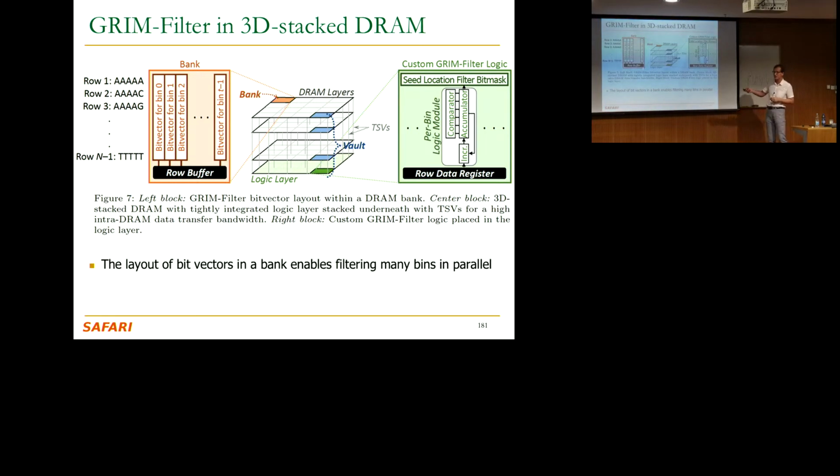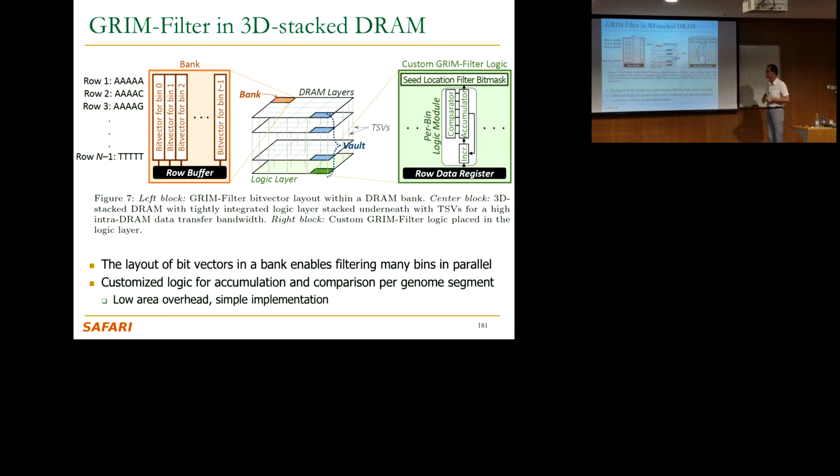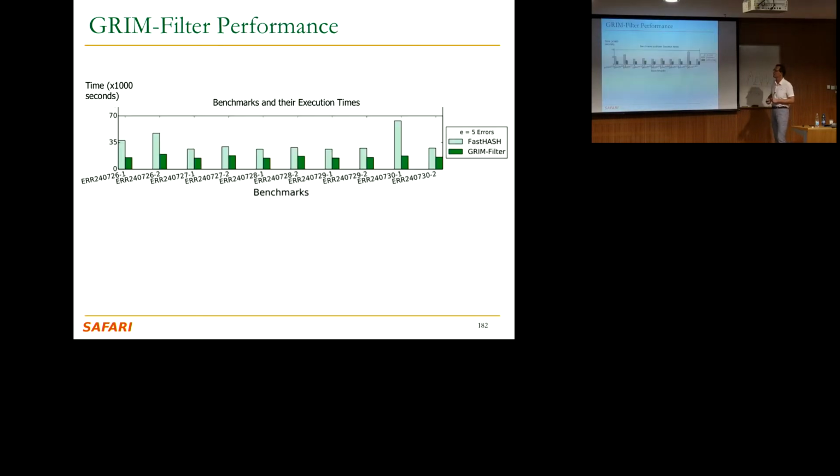But the layout of these bit vectors in a bank enables filtering many bins in parallel. Of course, you need to design your algorithm. So we've changed the filtering algorithm completely to fit the structure of the main memory over here. And if you read the paper, you will see that. And there's customized logic for accumulation and comparison per genome segment. It's a very simple implementation once you actually transform your problem to operate in parallel across many of the bins by taking advantage of the parallelism in the DRAM.